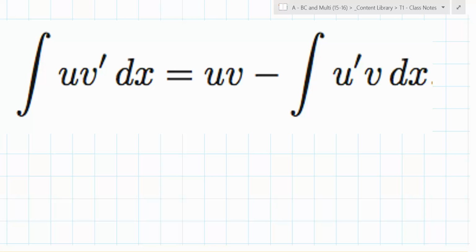UV prime, UV, U prime V. And U and V are both in terms of just what term? What are U and V both in terms of in this case? What are they in terms of? Exactly, because what calculus are we still in? Single variable calculus.